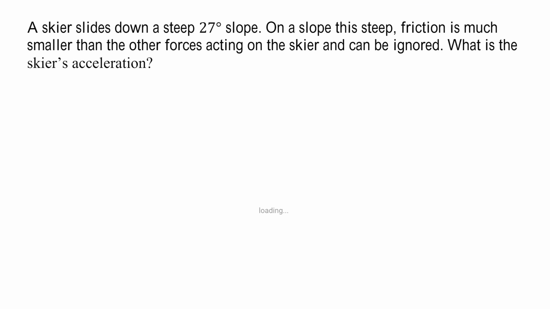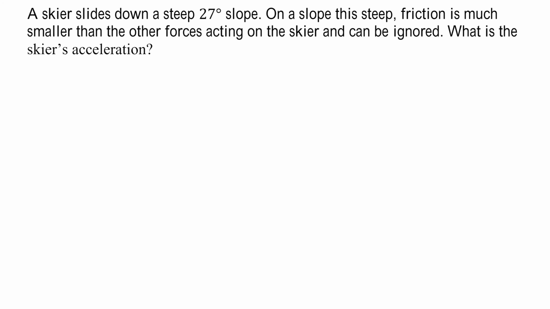And moving on. Now that we've done that: a skier slides down a steep 27-degree slope. On a slope this steep, friction is much smaller than the other forces acting on the skier and can be ignored. What is the skier's acceleration? What are we going to do? Draw a free body diagram?